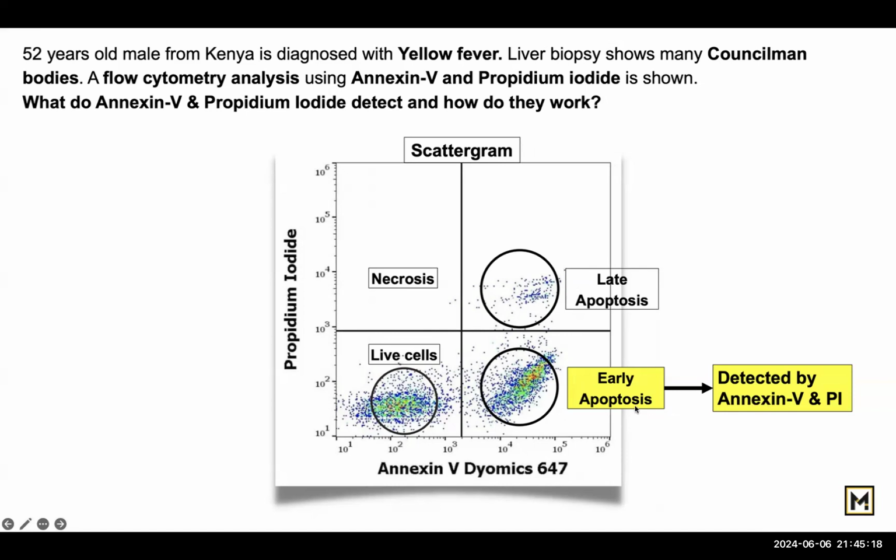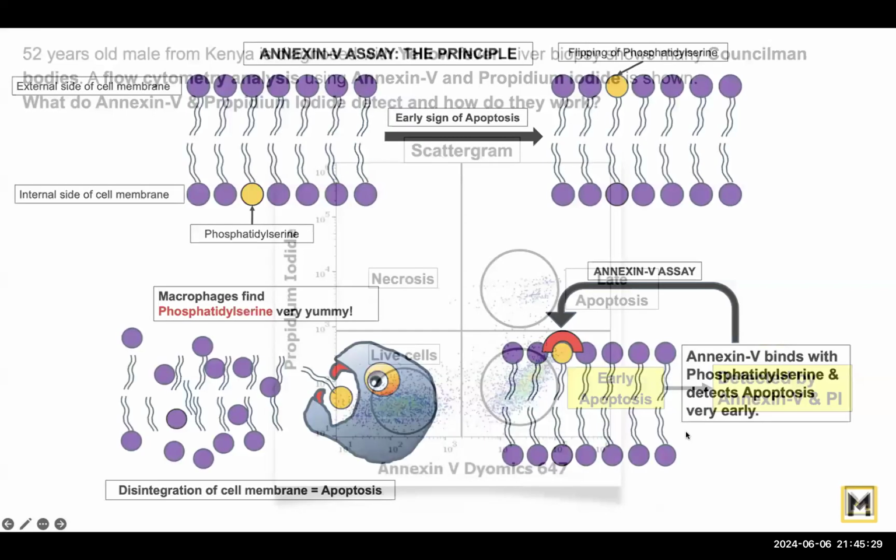They detect early apoptosis. So this is a very important point for you to remember. They detect early apoptosis and not late apoptosis. So this is something worth remembering. Now, the second part of the question is how do they work?